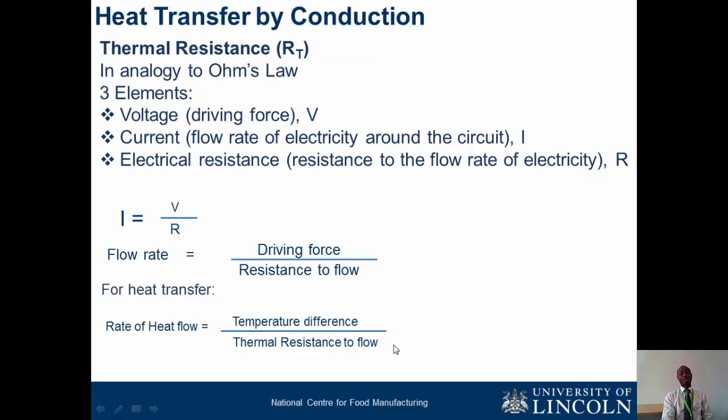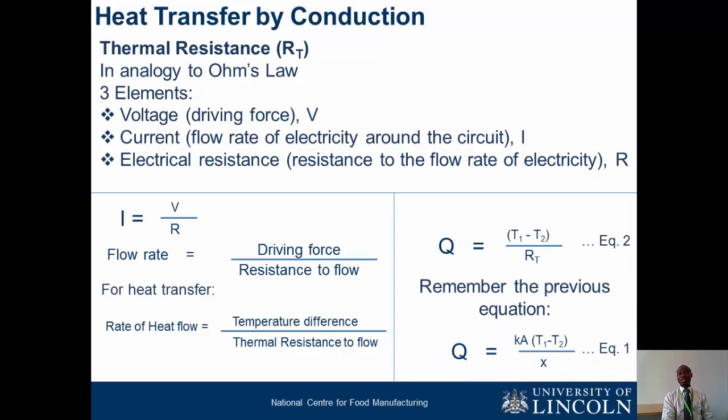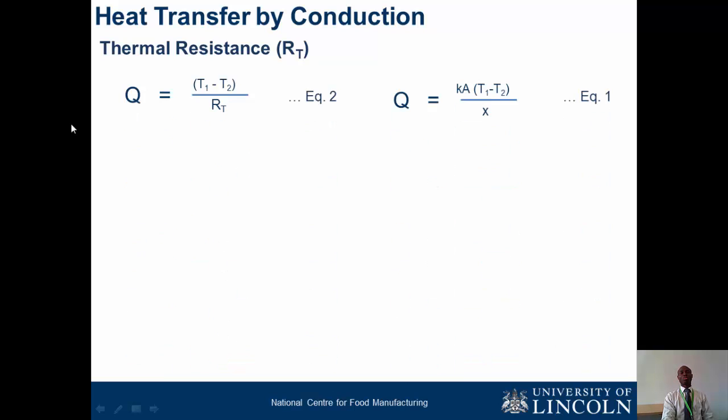Now the rate of heat flow, as we have said earlier, is Q. Don't forget that. Our rate of heat flow is Q, our temperature difference is T1 minus T2, and our thermal resistance is RT. Now remember our equation 1 that says Q equals KA change in temperature over S. You can see Q is this from equation 2 and Q is also this from equation 1. That shows that both of them are equal. Let's see if we can equate them together. From equation 1 we have this, and from equation 2 we have this, and we can say they are equal by virtue of saying Q equals Q.